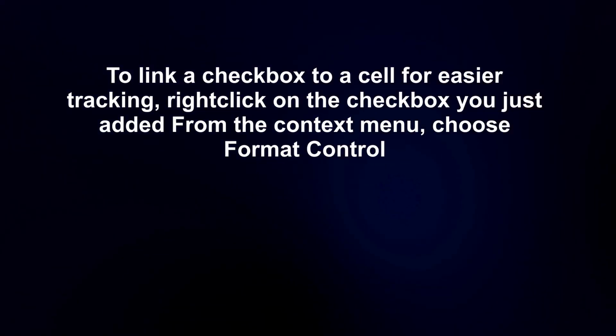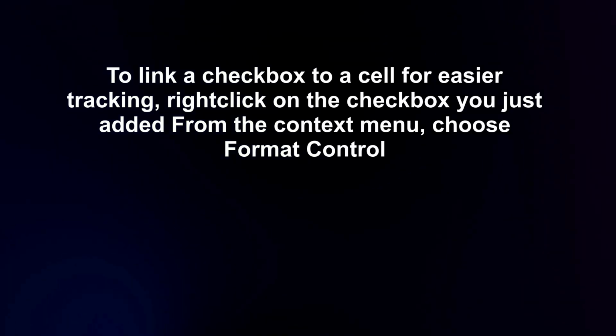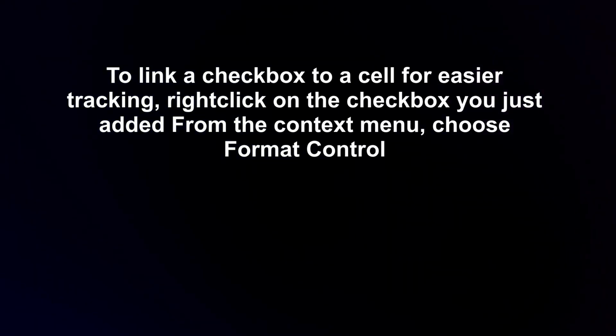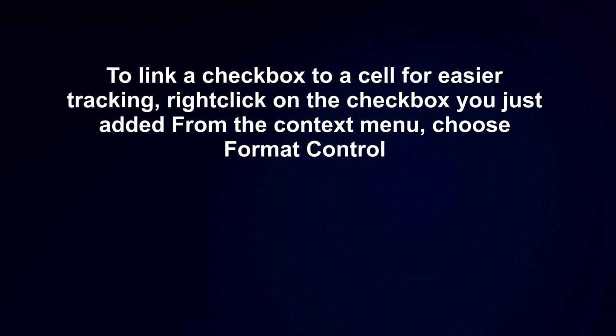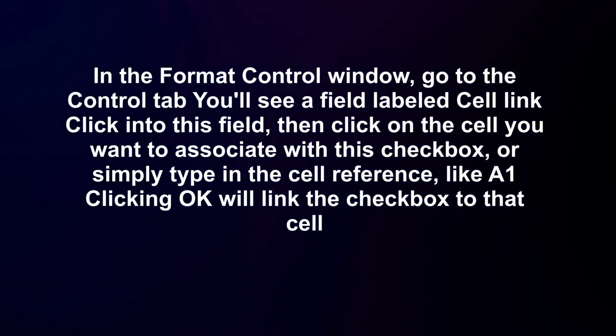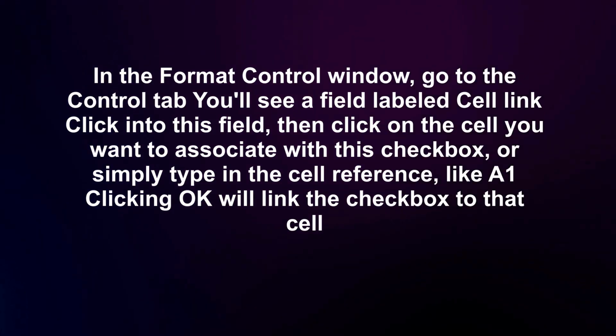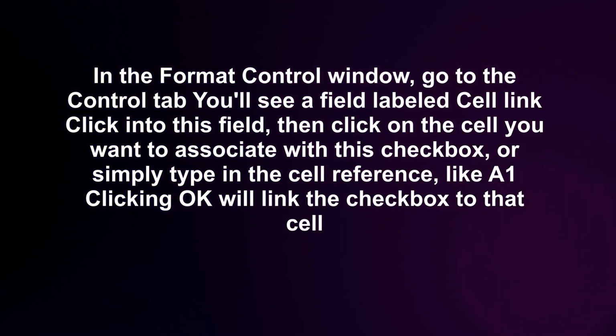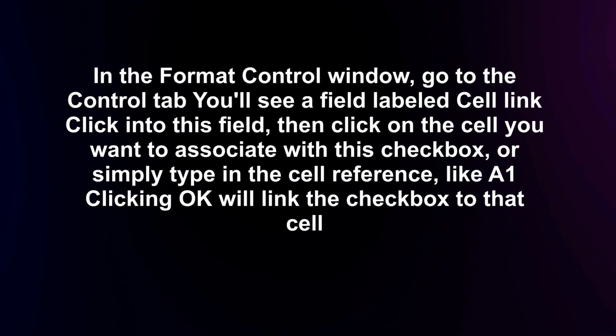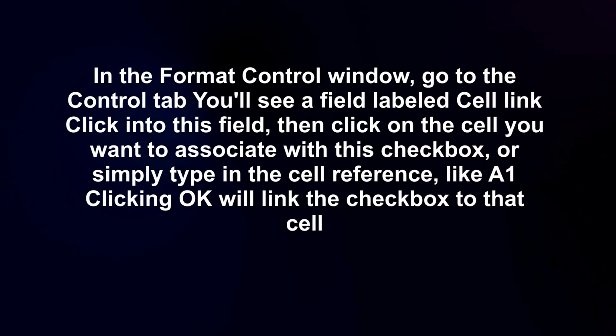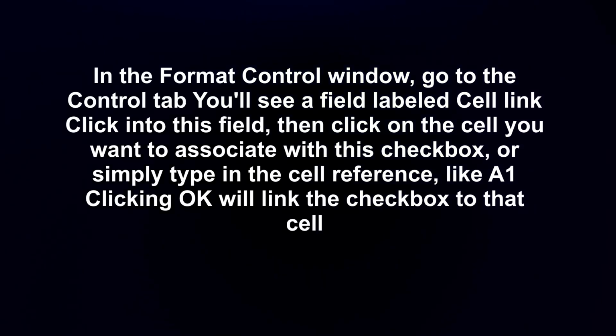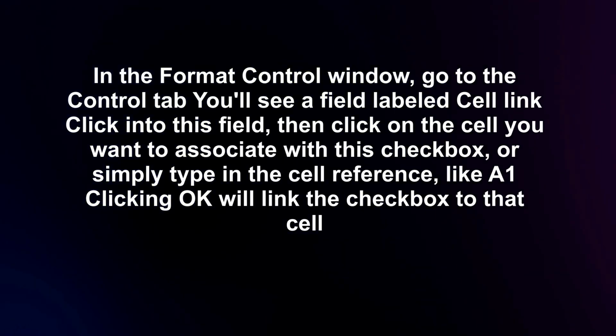To link a checkbox to a cell for easier tracking, right-click on the checkbox you just added. From the context menu, choose Format Control. In the Format Control window, go to the Control tab. You'll see a field labeled Cell Link. Click into this field, then click on the cell you want to associate with this checkbox, or simply type in the cell reference, like A1. Clicking OK will link the checkbox to that cell.